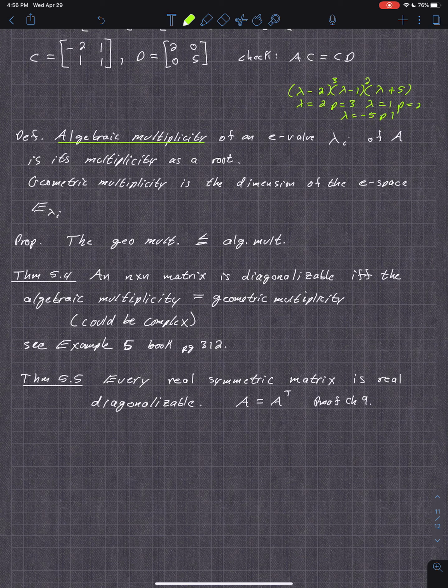The geometric multiplicity, by definition, is the dimension of the eigenspace. So it has to do with the number of eigenvectors. The number of eigenvectors is the geometric multiplicity.